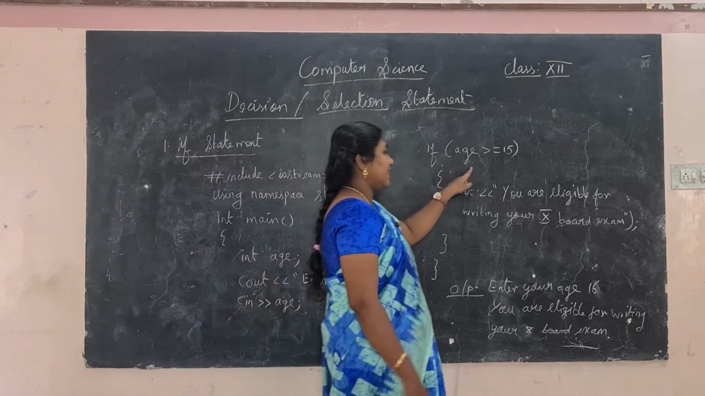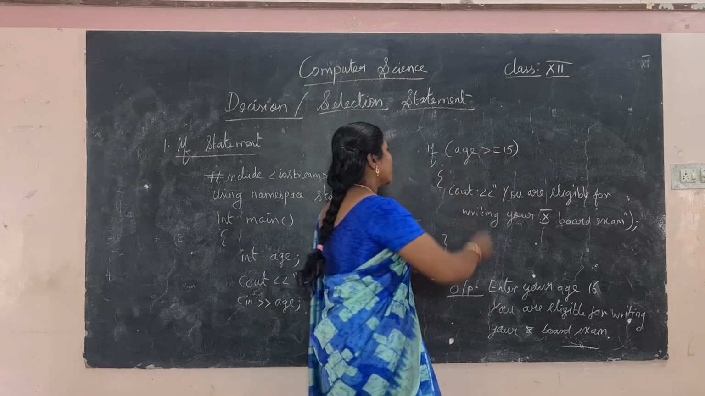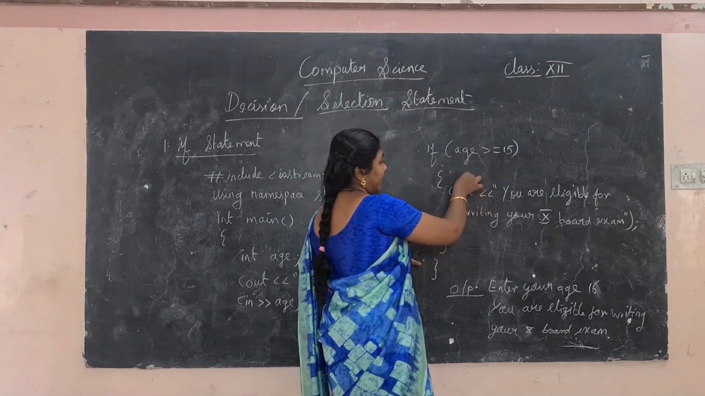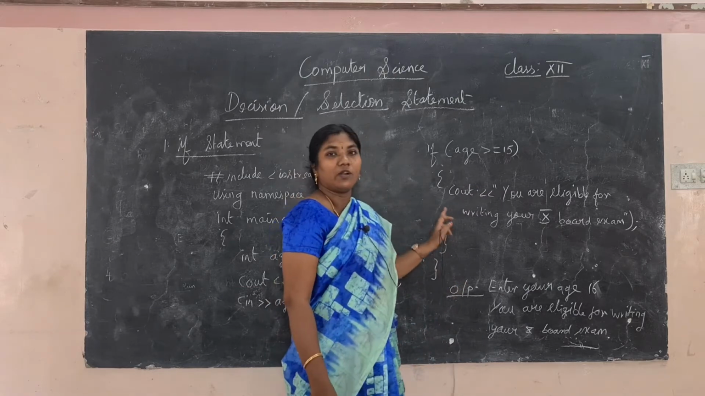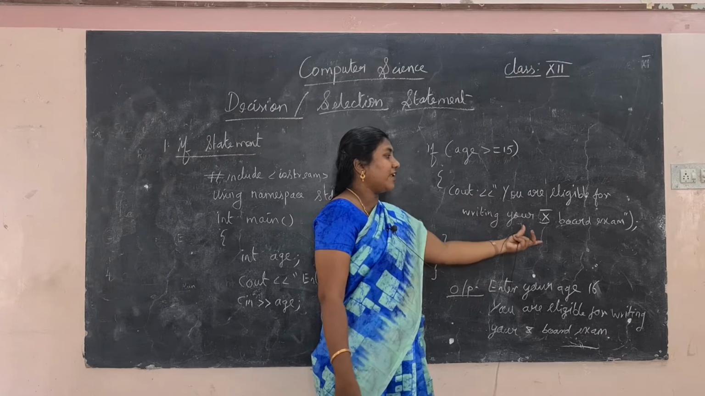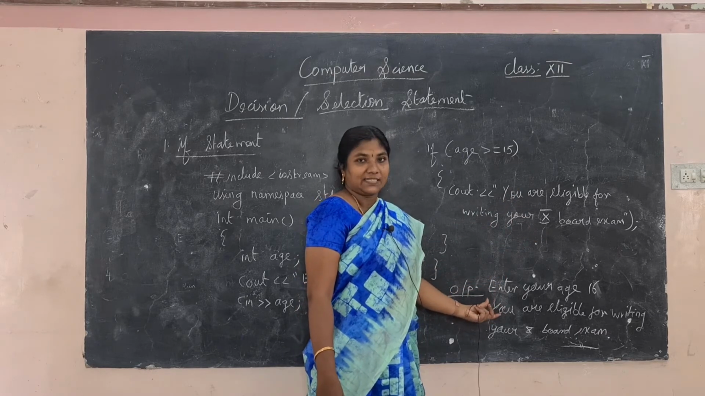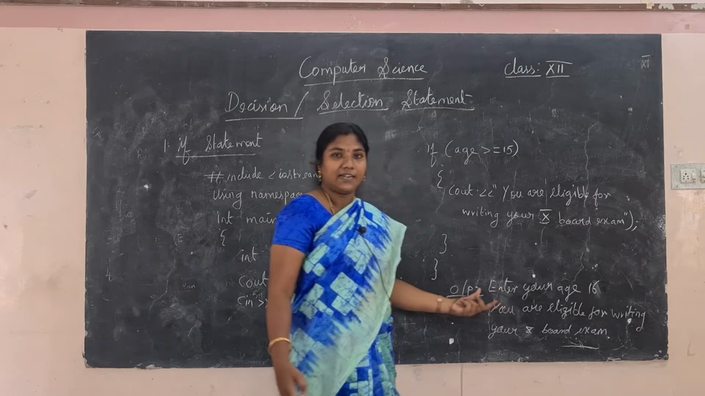Once it will check: 16 is greater than or equal to 15, so the condition is true. So it will get into the block of statements. Here I have only one statement, the cout. That is, "You are eligible for writing your 10th board exam." This line will be displayed as such because I have given it within double quotes.